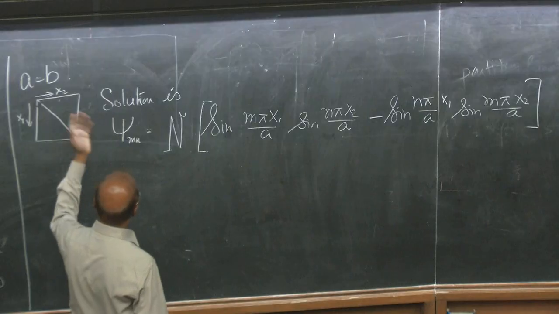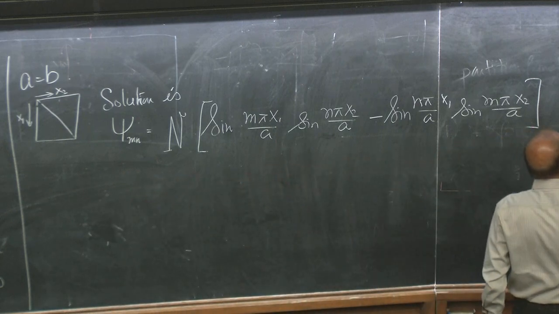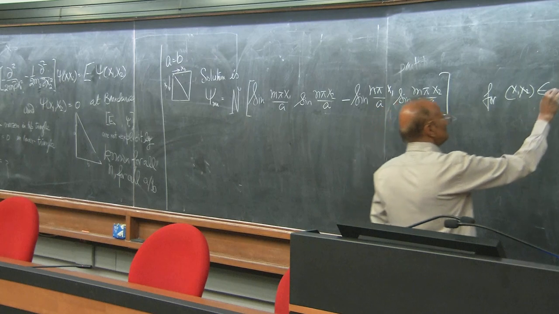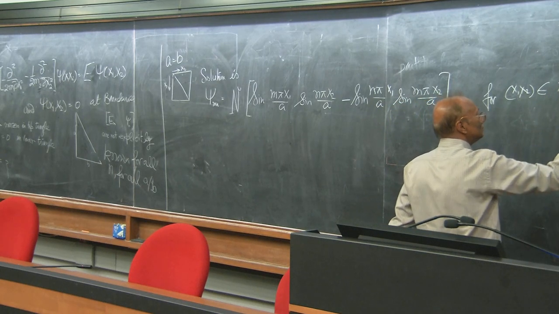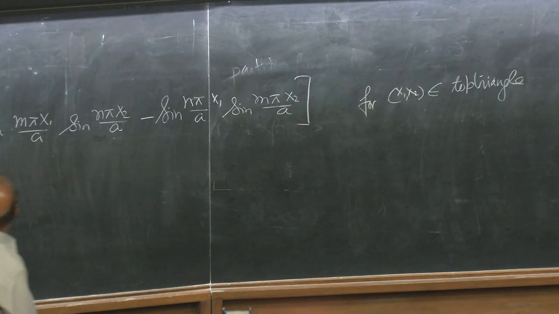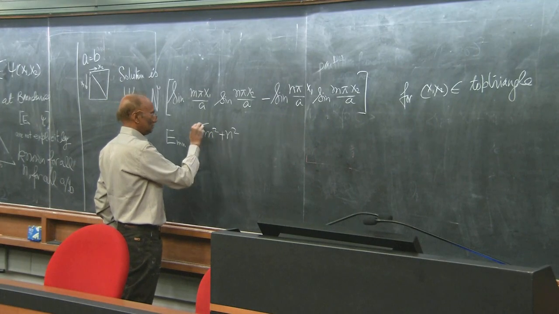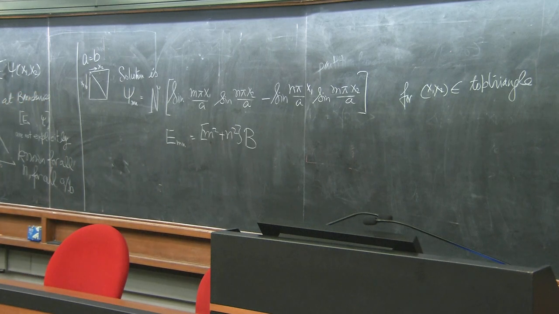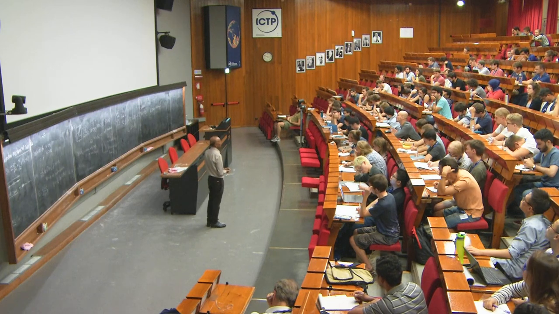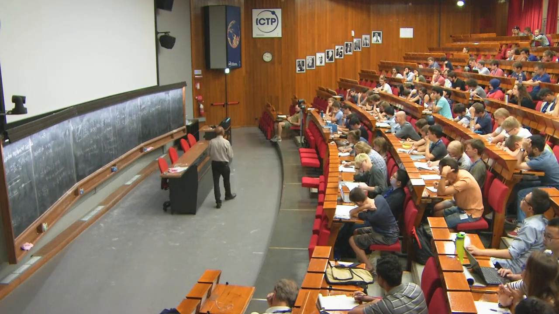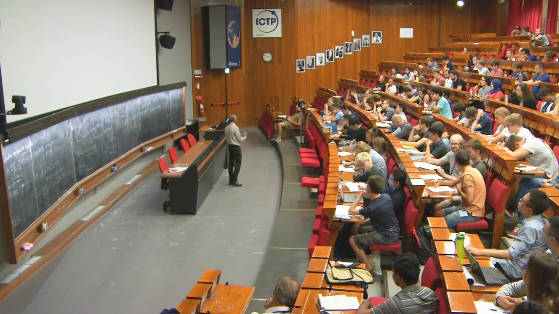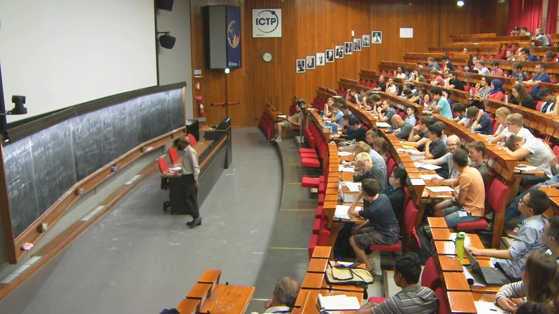But this is odd under symmetry. So I will write here psi of x1, x2 belonging to the top triangle. And the corresponding eigenvalue is Emn equal to m squared plus n squared times some constant. I can write down these constants, but I'm deliberately not writing them because it's not necessary for understanding what is going on. If you get written notes of these lectures, which I will not write but could have written, all the factors of h cross and m and pi will be there. Or you can provide them yourself. Okay?